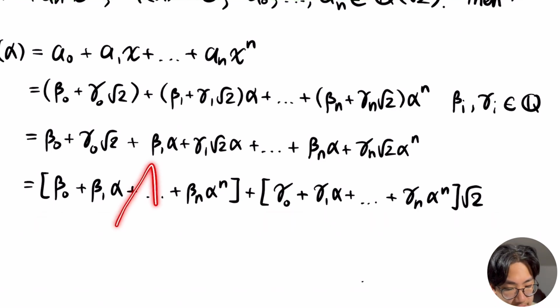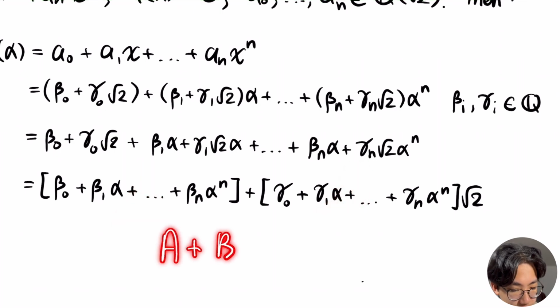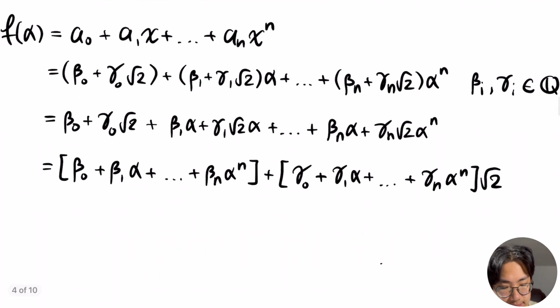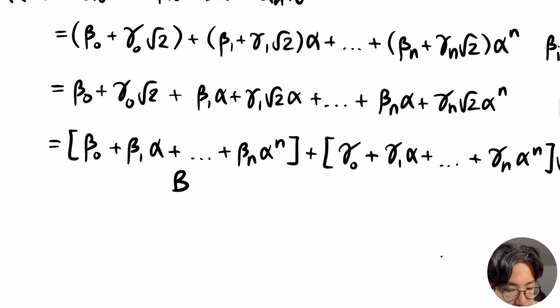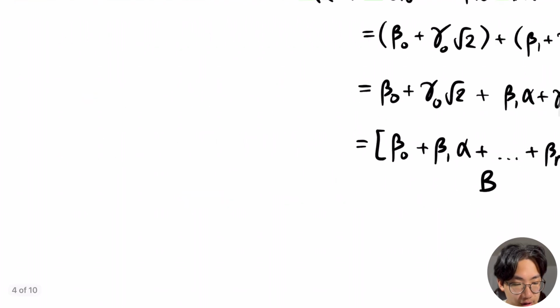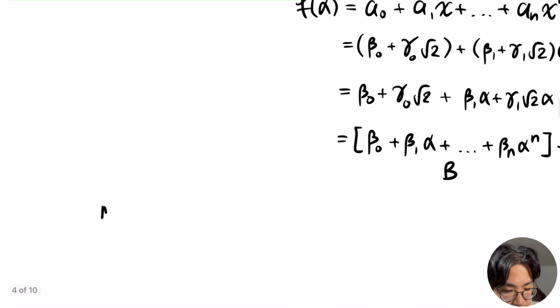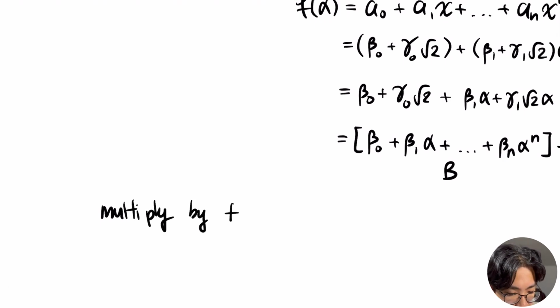We can think of these as just big A and B, so you have something of the form A plus B root 2. Of course, the conjugate of this would simply be multiplying by A minus B root 2. But in this case, let's call this capital beta, and this capital gamma. And I'll write over here, we're just multiplying by the conjugates. So let's say here, multiply by the conjugate.